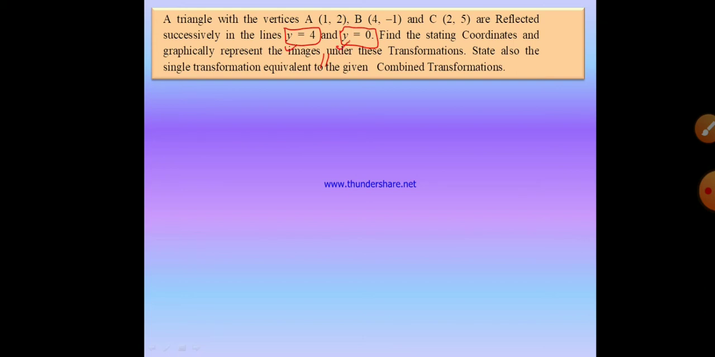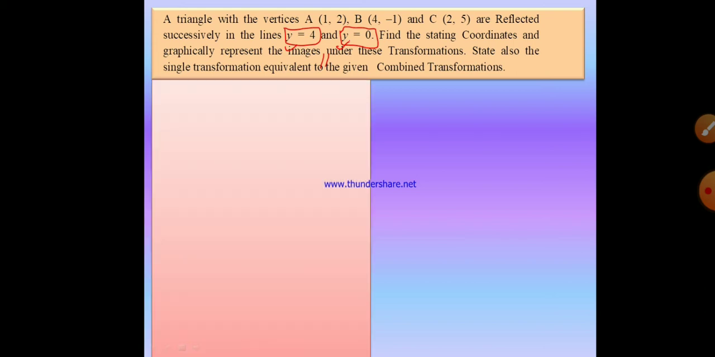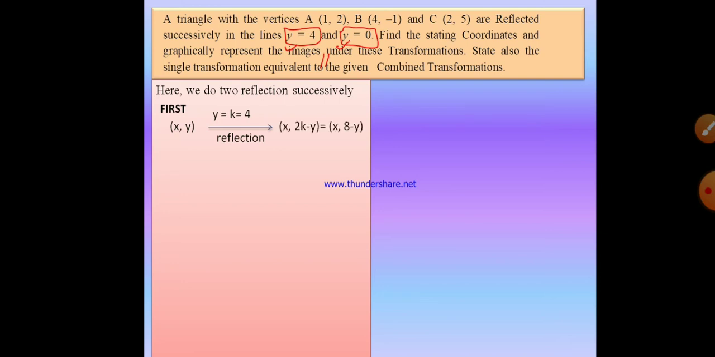As a rule, when the lines of reflection are parallel, most probably the single transformation is equivalent to a translation. So let's start the process. Here we do reflection successively. First, (x, y) reflected on y equals k equals 4. Because k equals 4, the formula is (x, 2k minus y), like the previous question. Since k equals 4, the value of 2k is 8, because 2 into 4 is 8.